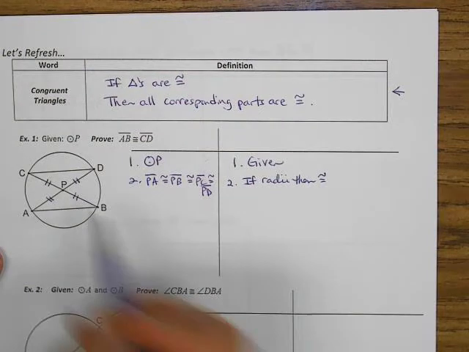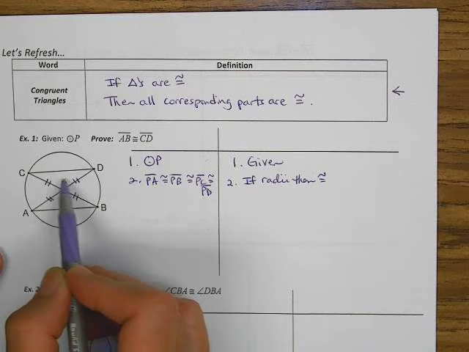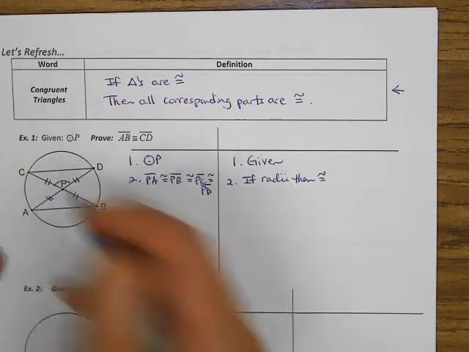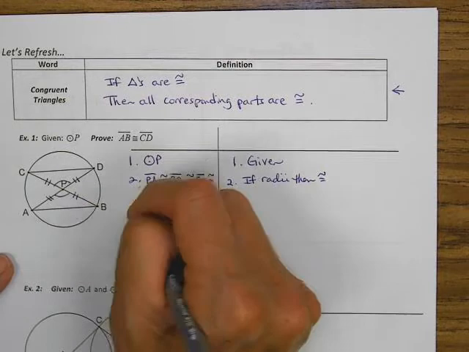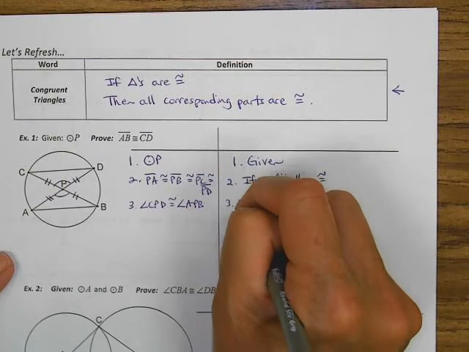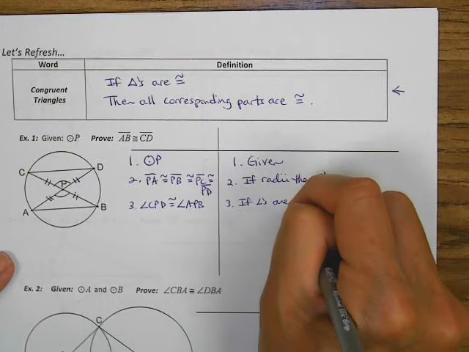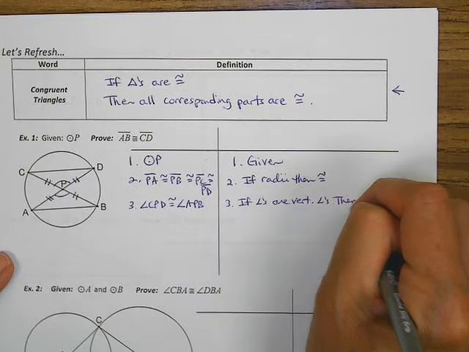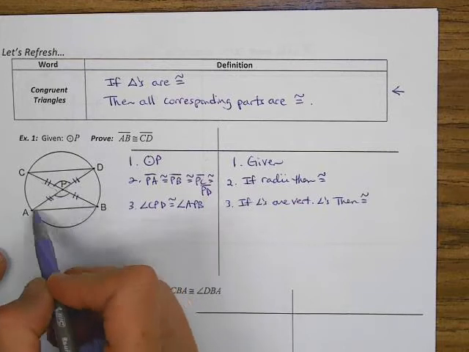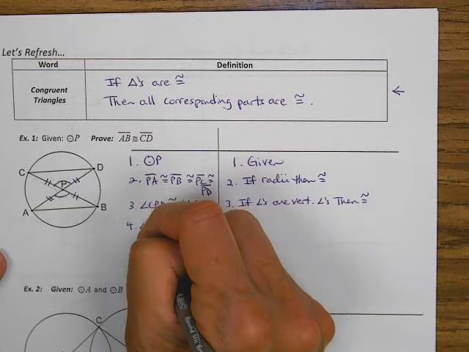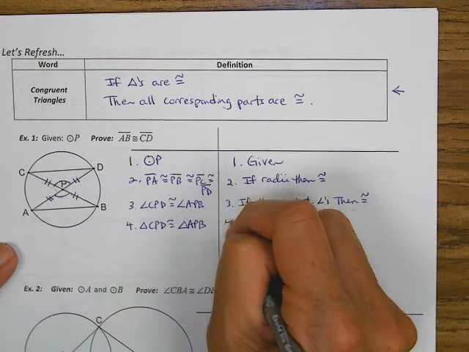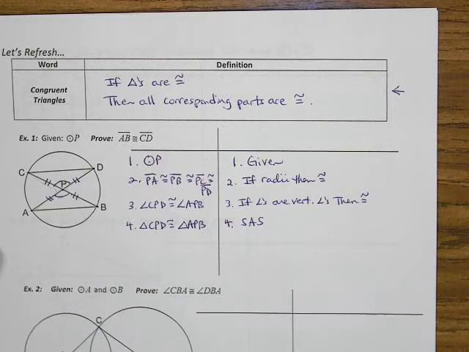So when I look at my figure, I'm pretty close. I have these two sides matching these two sides, and if I look right in the middle, I should see vertical angles. I should see that angle CPD, this angle, matches angle APB, this angle right here. Angle CPD should be congruent to angle APB: if angles are vertical angles, then they are congruent. Now, when I look at my triangles, I should see two sides and an included angle. Two sides and an included angle. So now I can say triangle CPD is congruent to triangle, and I'm matching up the points carefully, APB by side angle side. That is just what we did in the last lesson.